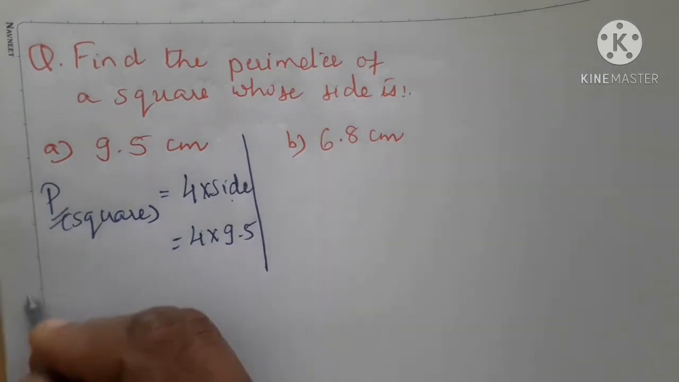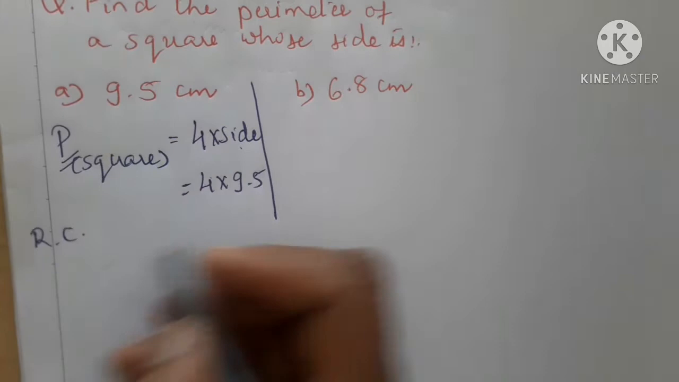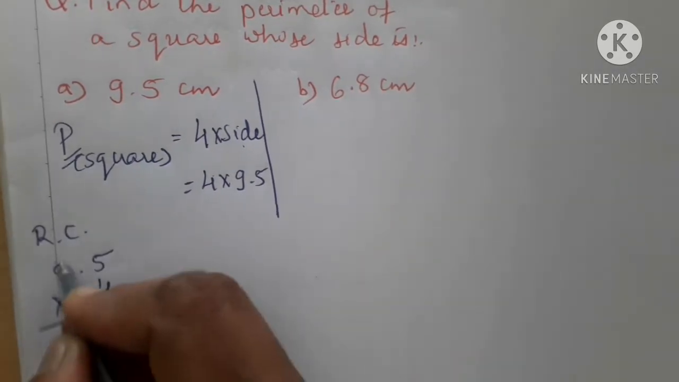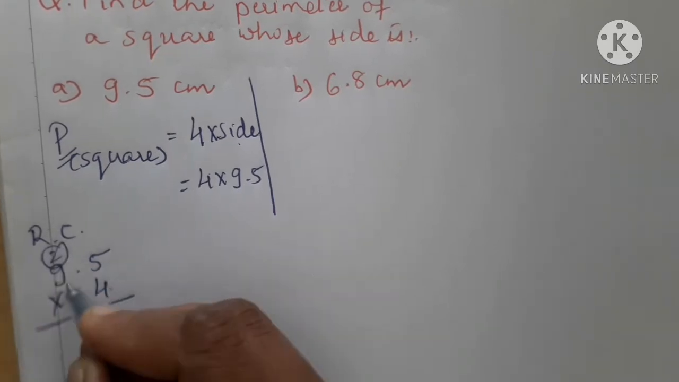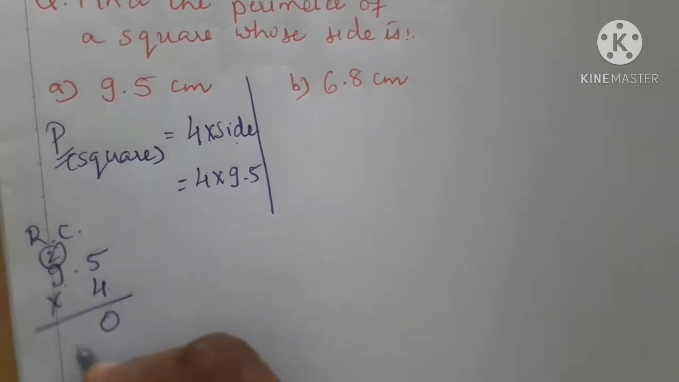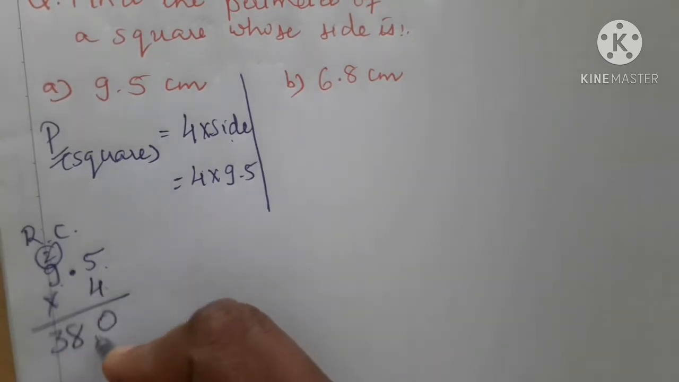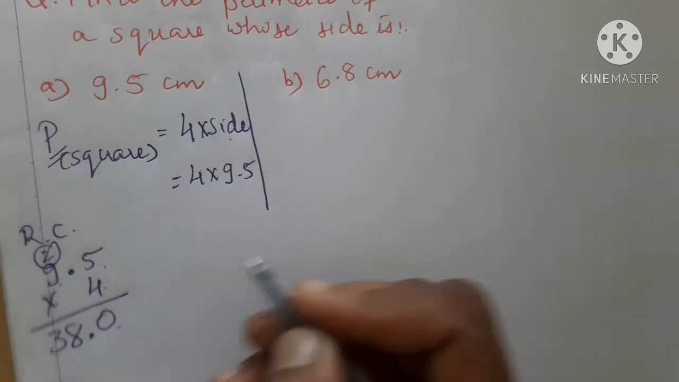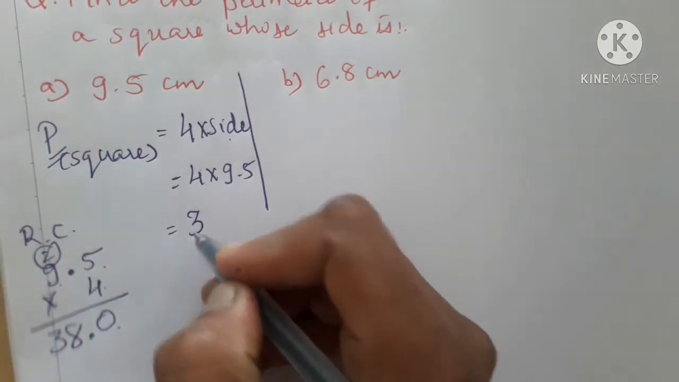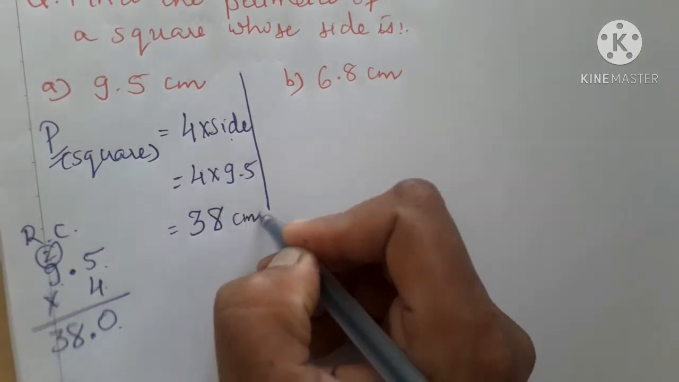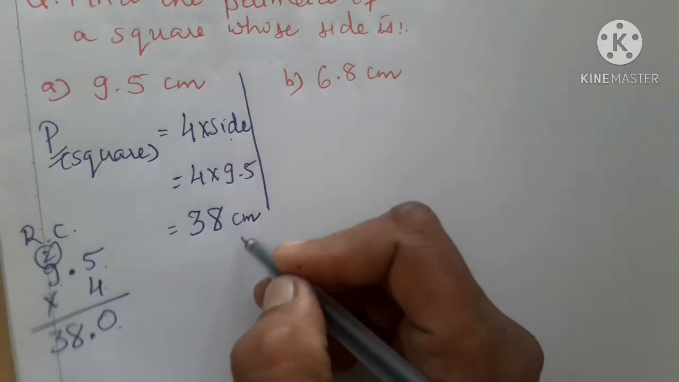Now I will make a rough column over here and multiply the numbers, that is 9.5 multiplied by 4. So 5 fours are 20, 9 fours are 36 and 2 is 38. After the decimal point, 1 digit is there, so here I should place my decimal point so that after the decimal point 1 digit remains. So here the answer is 38.0, that is one and the same as 38 centimeter. Don't forget to write the unit.